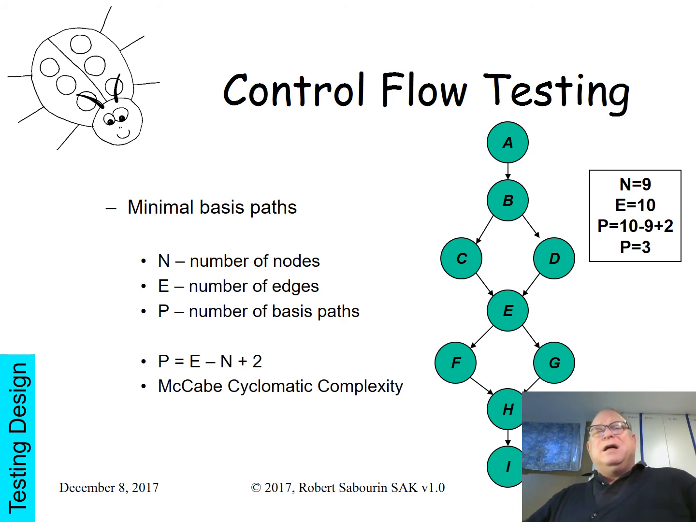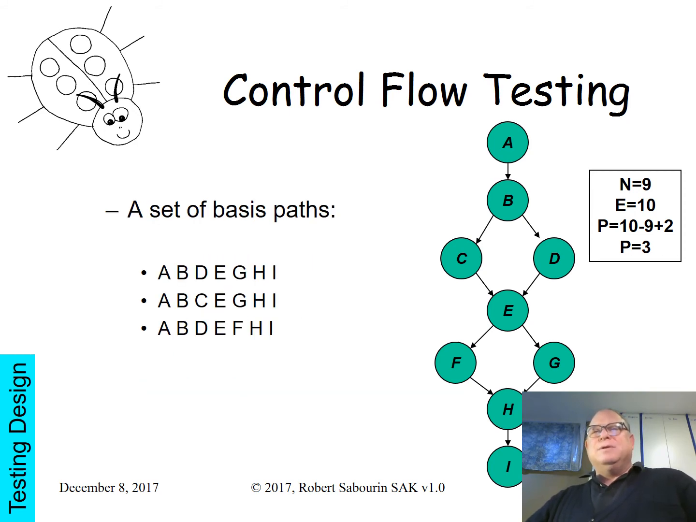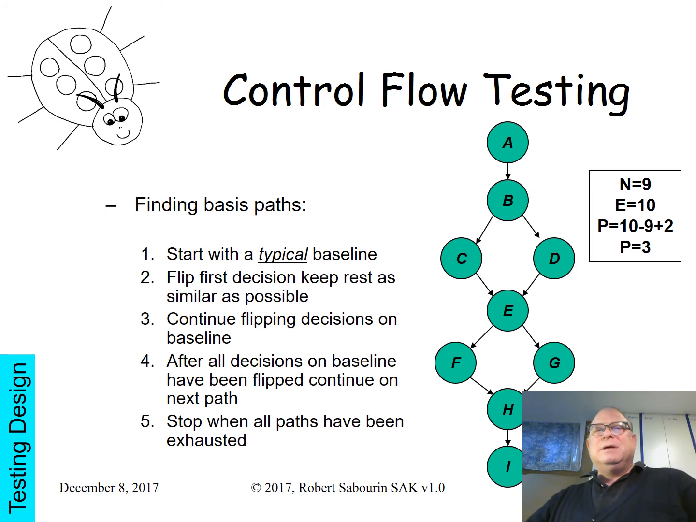We have this beautiful equation called McCabe's cyclomatic complexity, which tells us how many basis paths there are in this network. A basis path is the minimum number of paths which exercise every step at least once, and every decision, every way it can go, at least once. And you can also combine the basis paths to create any path through the system. So the equation is P equals E minus N plus 2. E is the number of edges, N is the number of nodes. The circles are the nodes, the lines are the edges. P is the number of paths. So in this case, there are 3 basis paths.